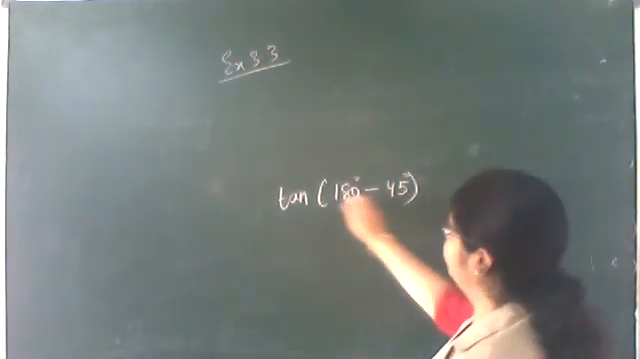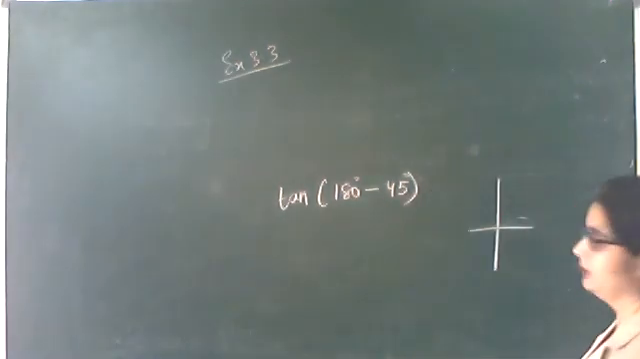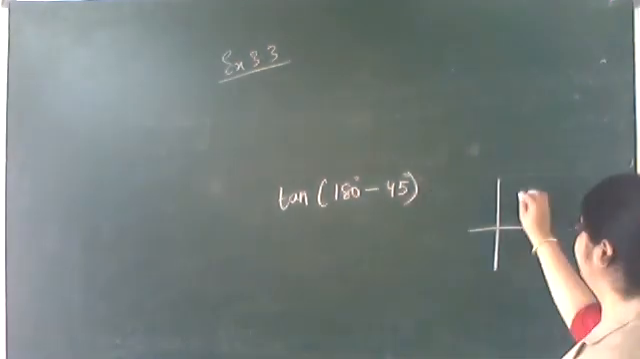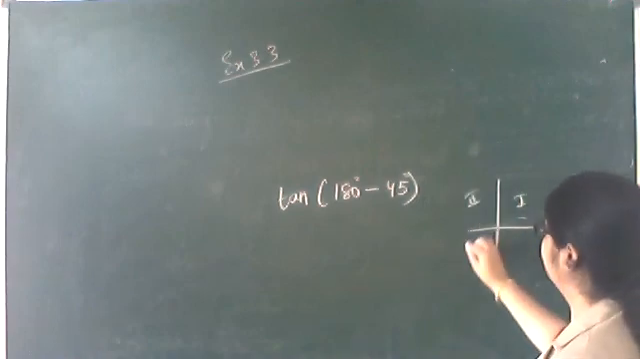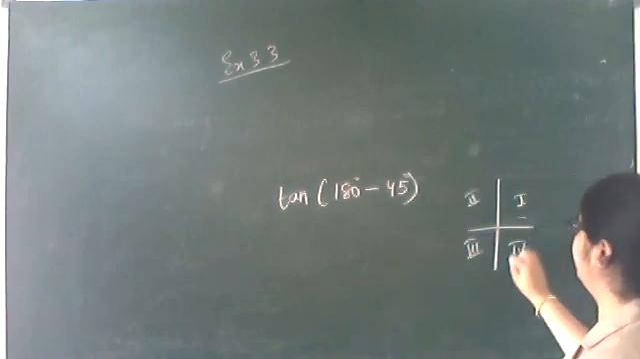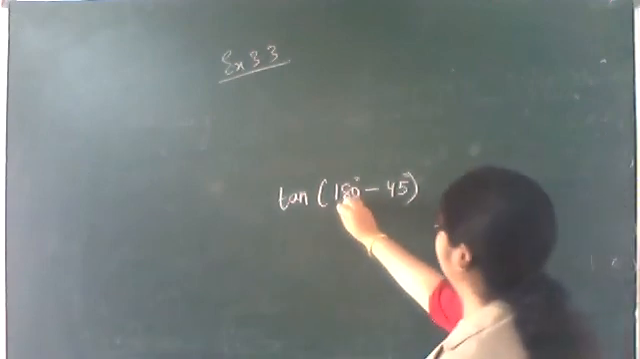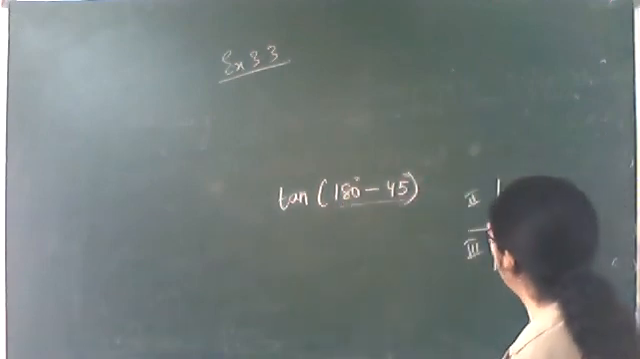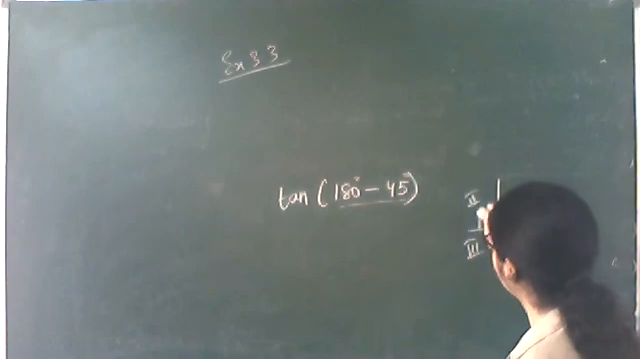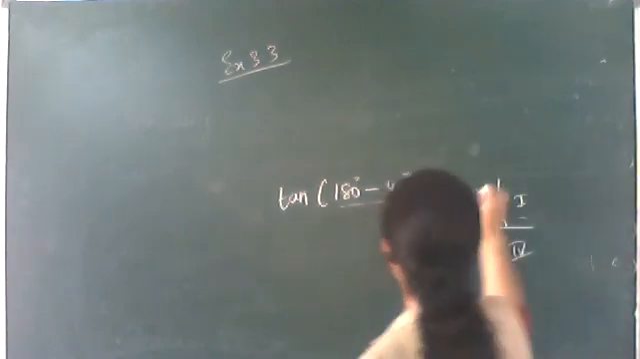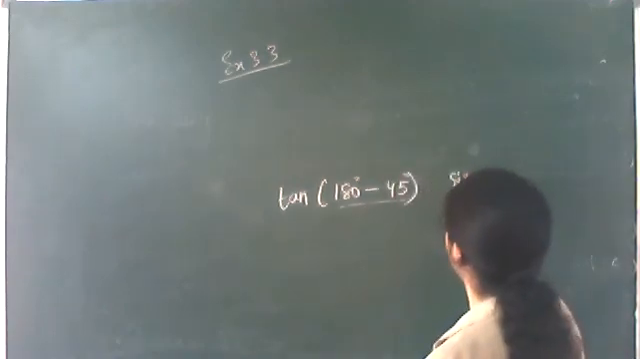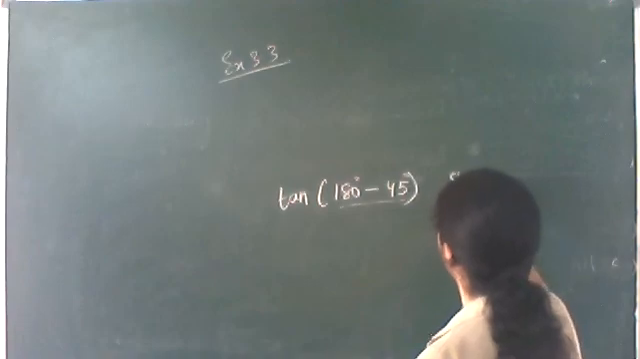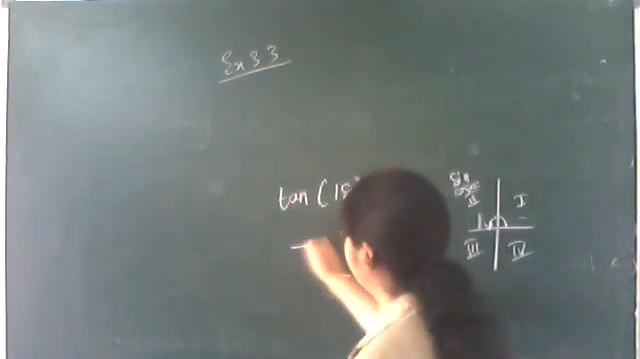First tell me where it will lie. First, second, third or fourth? Which quadrant will it lie in? 180 minus 45, this is 180 degree minus, so the second quadrant. Very good. In the second quadrant, sin and cosec are positive, so tan will be negative. So a minus sign will come.